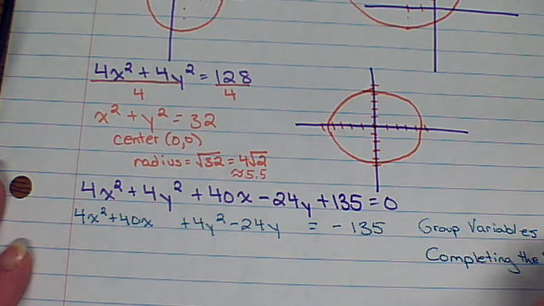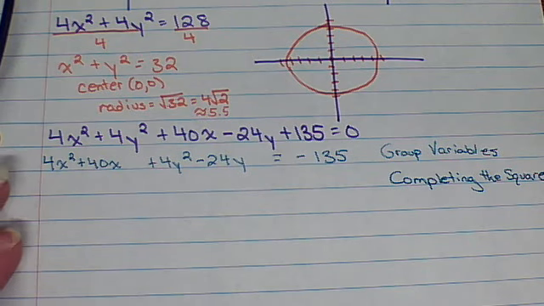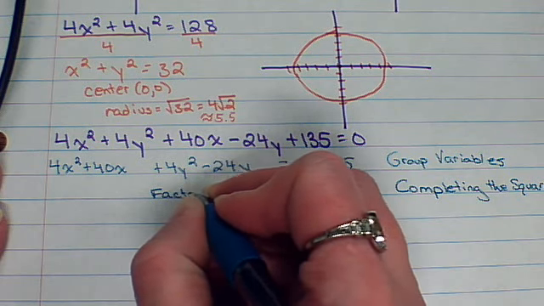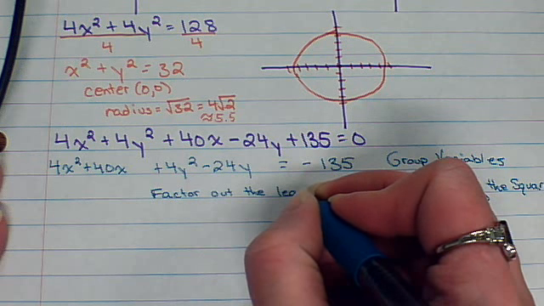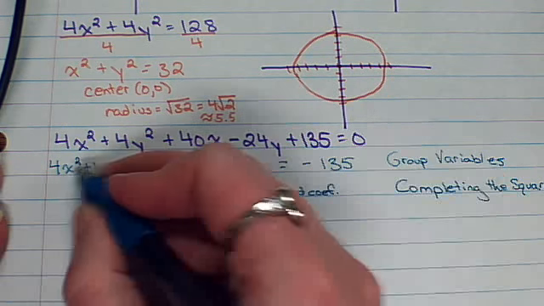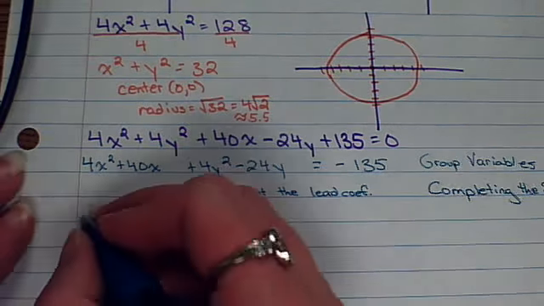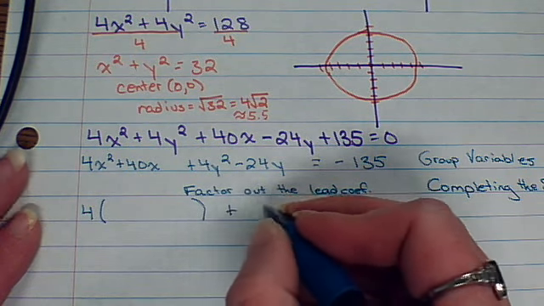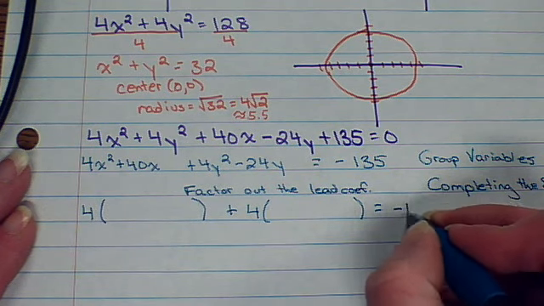There is a number in front of our x squared and our y squared. That is not going to be helpful. So let's take a moment and factor out the leading coefficient. In other words, I don't want this 4 in front of each of these things. Now I'm going to take it out, and I'm going to leave myself a lot of space there. Just bear with me for a moment.